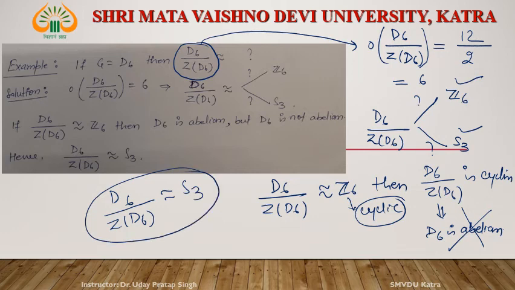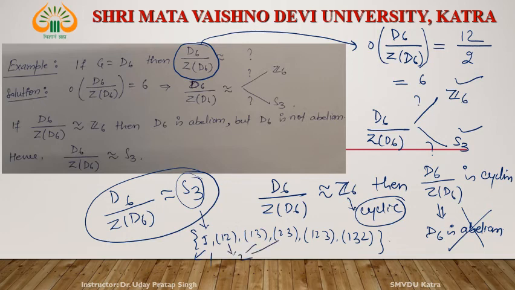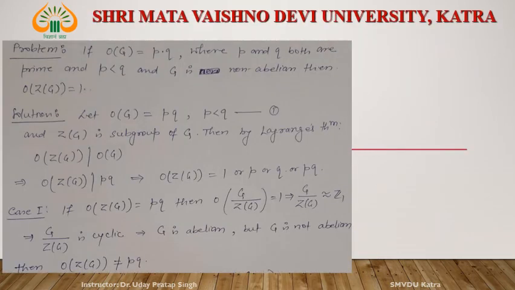What is the structure of this? The structure is similar to S3: identity, (1 2), (1 3), (2 3), (1 2 3), (1 3 2). One element of order 1, three of order 2, and two of order 3. This is the structure of D6 by Z(D6).